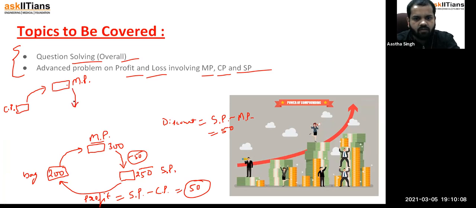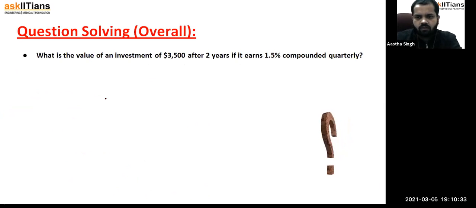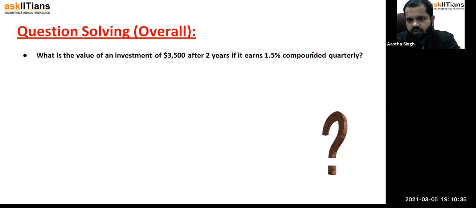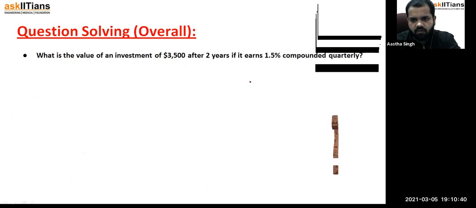After discount your MP converts into selling price, and from CP to SP there is some profit or loss. This is what the diagram is: CP, then MP, then SP, with a discount. So guys, here is the question. First we do the question, then we'll tell you what these formulas are. Actually, let us first discuss the formulas.